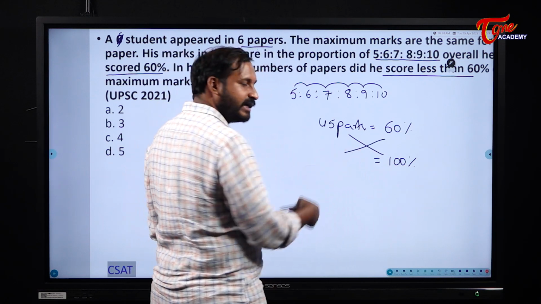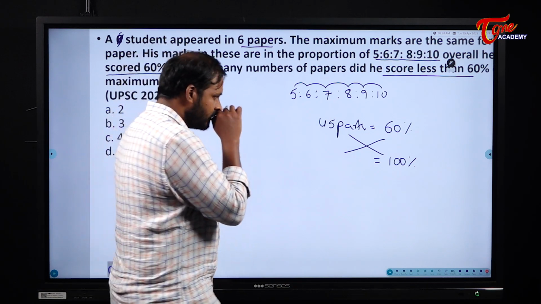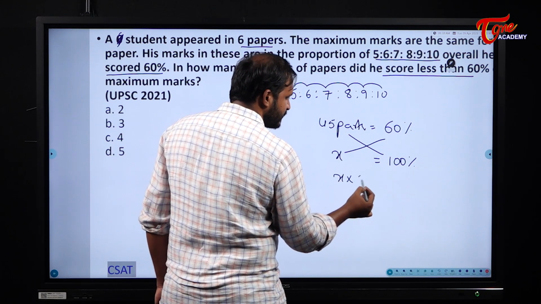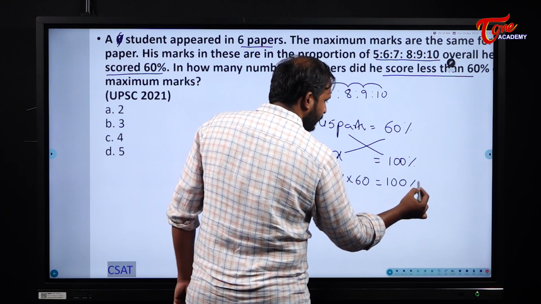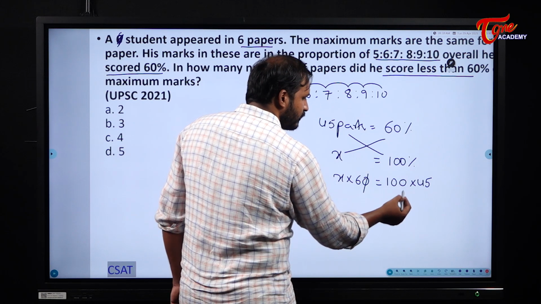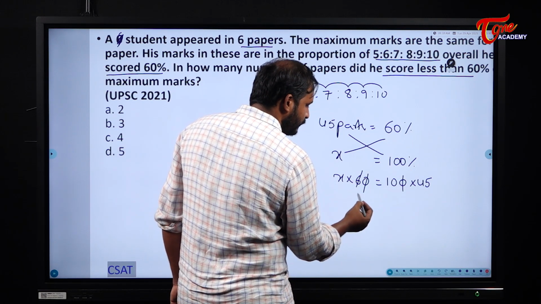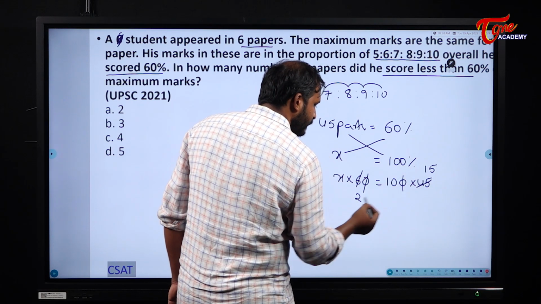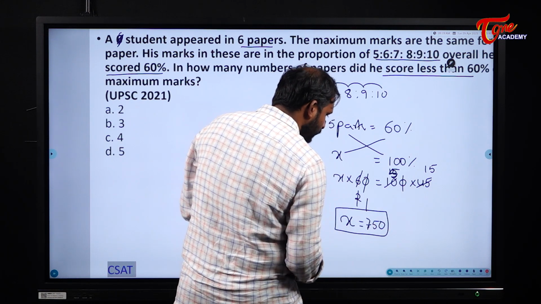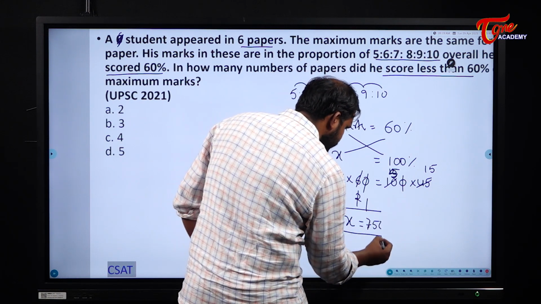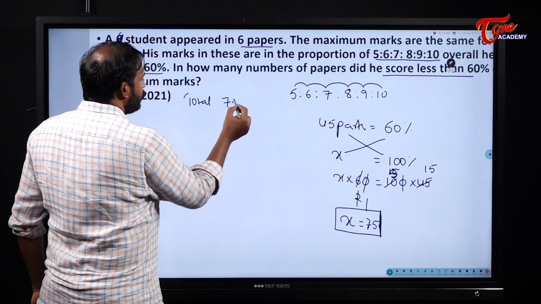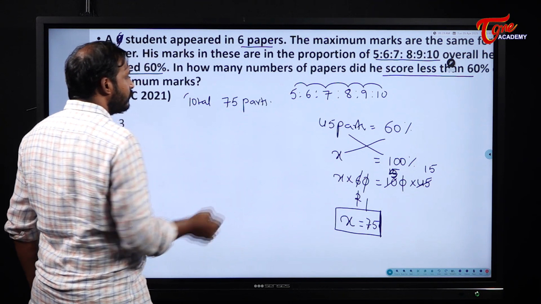First of all I am calculating the total number of parts. So 45 parts is equal to 60%, and 100% is x parts. So x into 60 is equal to 100 into 45. The zeros cancel. 3 sixes are 18, 3 fives are 15, and so on. X is equal to 75 parts. So in total we have 75 parts.